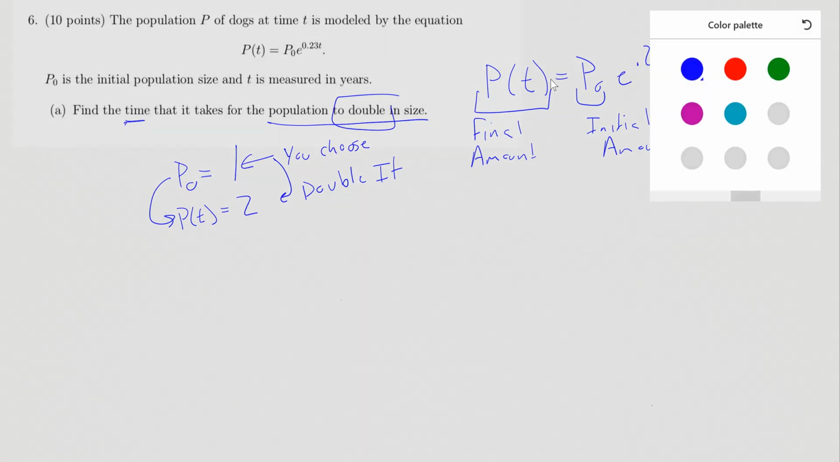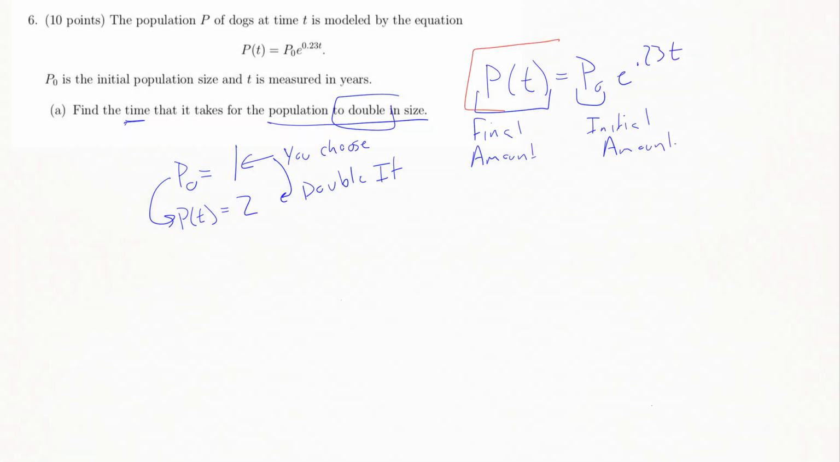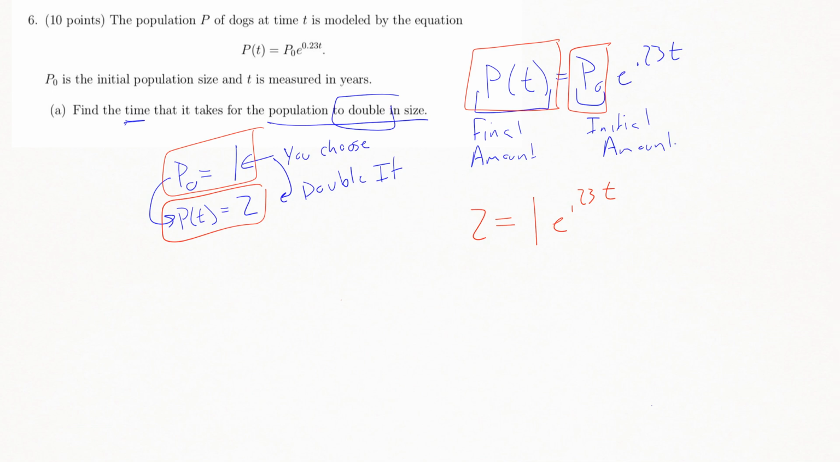Popping those pieces back into this equation here, my final amount, P of t, that's what we're saying is 2 because I want to know when is this population going to double. My initial amount, that was the amount I chose, and I chose that amount to be 1, and then e to the 0.23 t. So from here, we just need to do some algebra to get the final answer out. So this can simplify down to just being 2, and since 1 times anything is just itself, we can really look at this as just e to the 0.23 t.